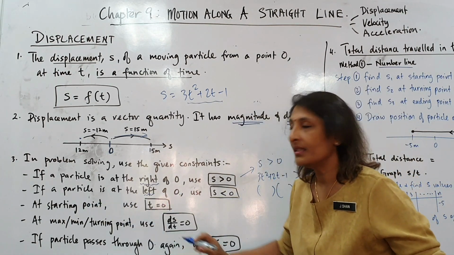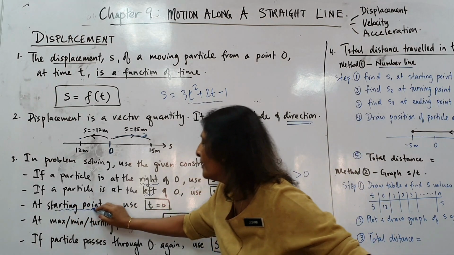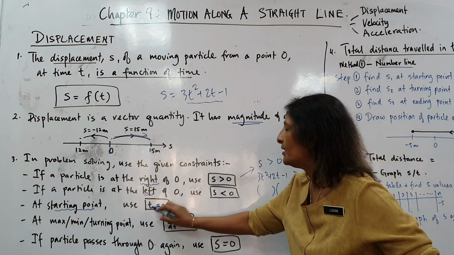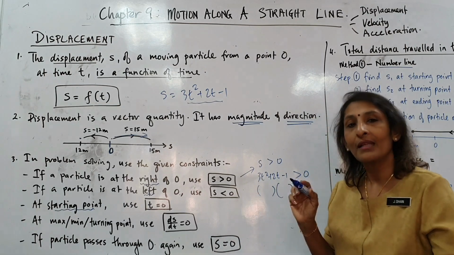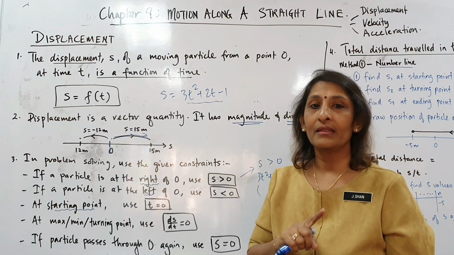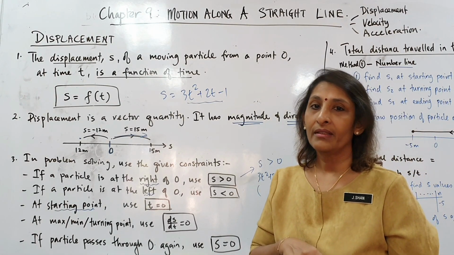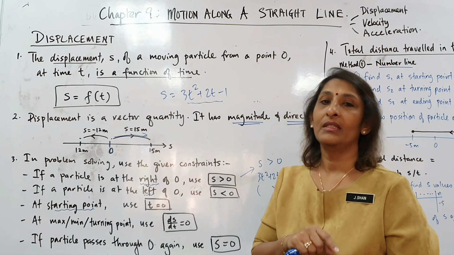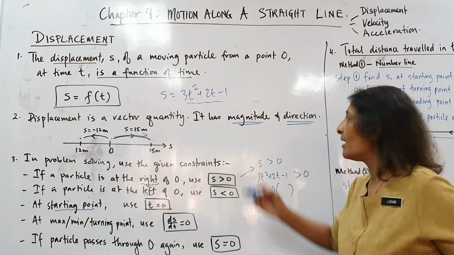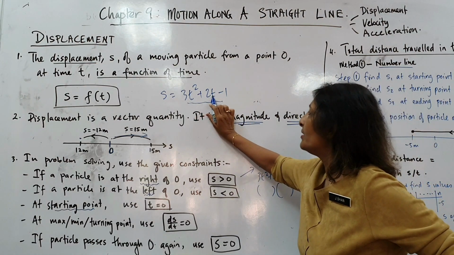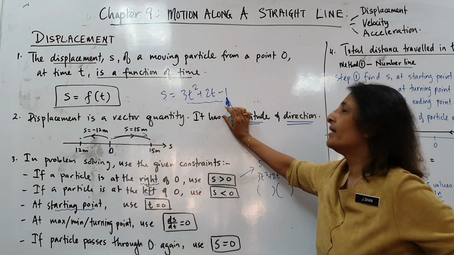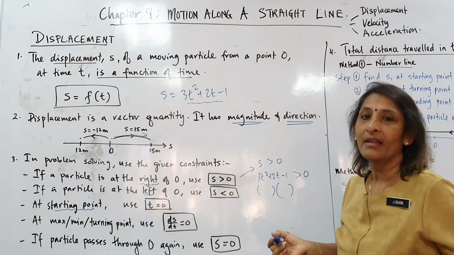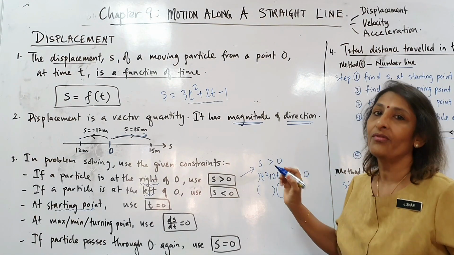Third one. If in the question they say at starting point, then we will use t equals 0 because at the starting point is when we start taking the time. So when we say starting point, we can use t equals 0. We sub t equals 0 and we can find what S is. S is negative 1 here. That means it's 1 meter on the left of O.